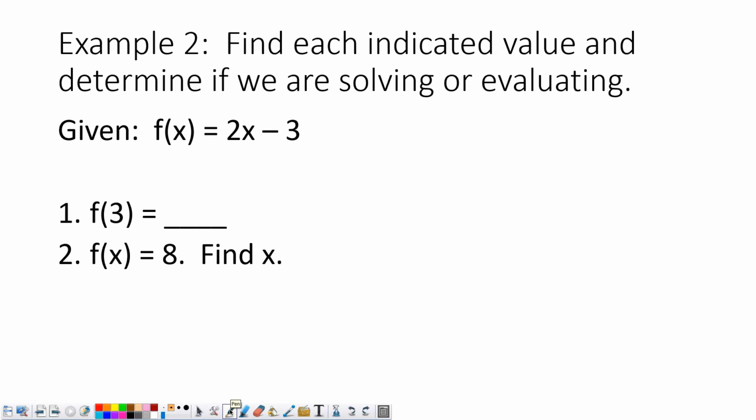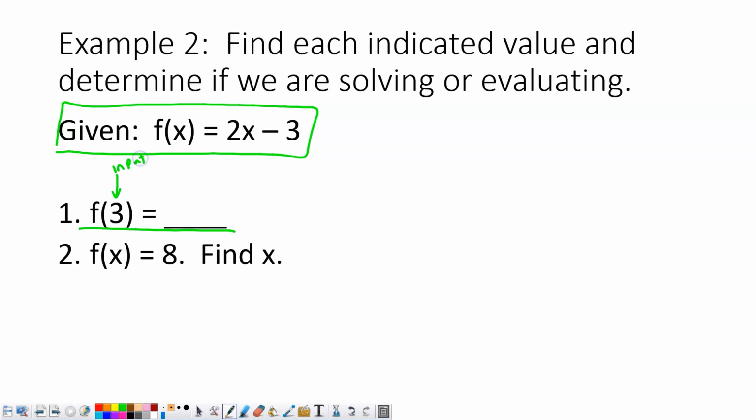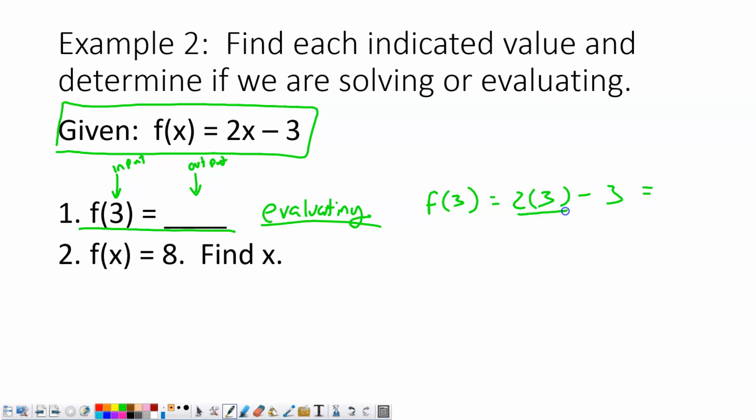Find each indicated value and determine if we are solving or evaluating. So I'm giving you a function here, f of x equals 2x minus 3, and then I've done this. So I'm giving you the input, and I'm asking you to find the output. Now when we do that, that is an example of evaluating. So let's go ahead and evaluate. So I'm going to take my function, and evaluating means I'm going to replace the x with the number they want me to, which in this case is 3. So I'm going to plug in 3 for x. Following our order of operations, 2 times 3 is 6, take away 3 is 3. So that's evaluating because I plugged in for the input and I got the output.